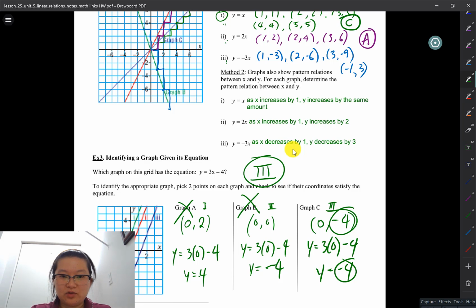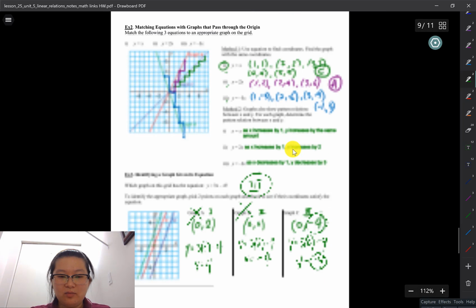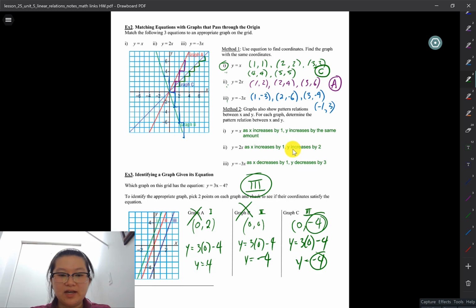So, hopefully, I'm going to zoom out. Hopefully, this video was helpful to show you the relationships of an equation relative to a graph. See you next time here to talk about slope and y-intercept form.